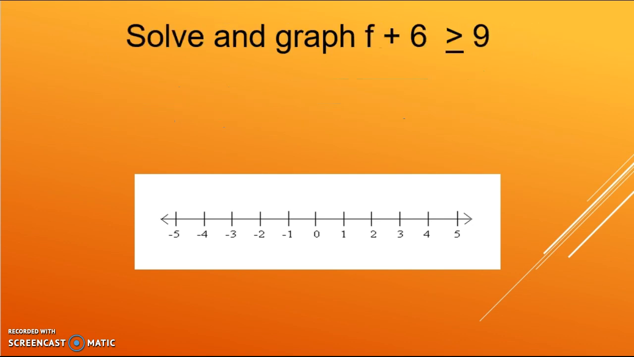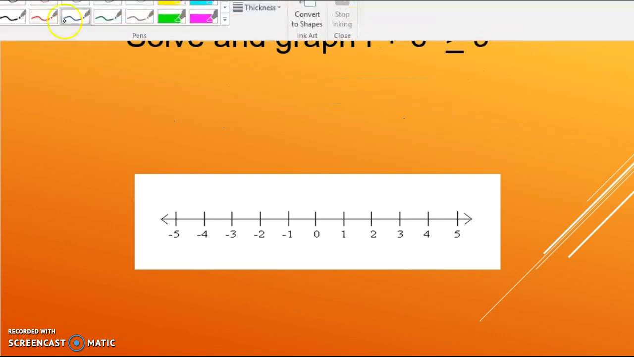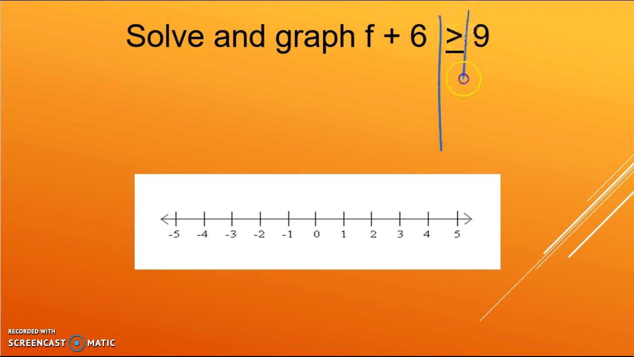All right, moving on. Here we need to solve and then graph. Draw my lines. Subtract 6 from both sides because I'm trying to get that f by itself. So I have f is greater than or equal to 3. I'm just going to use this graph down here. Closed dot at 3, and I'm going to go to the right because it's greater than or equal to.